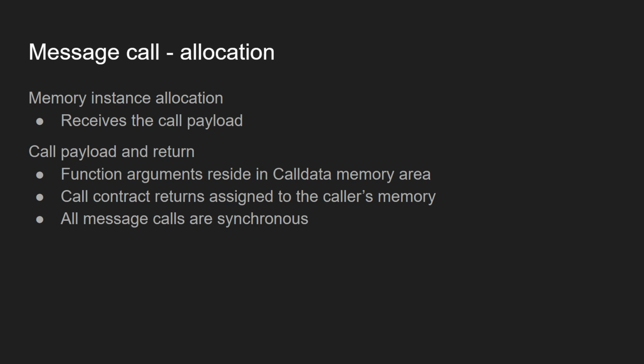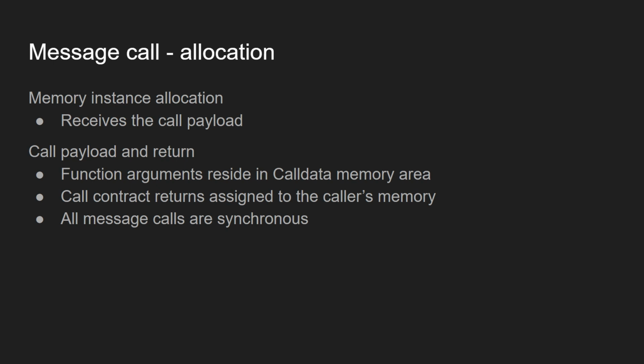A few words on call payload and return. Function arguments always reside in the calldata memory area. That's a specialized memory area for function arguments. We also have call returns, and so when a contract call finishes, it usually returns something, and this return will be assigned to the caller's memory. So this will be a probably pre-allocated variable or an object that will accept the contract return and assign it to this caller's memory.